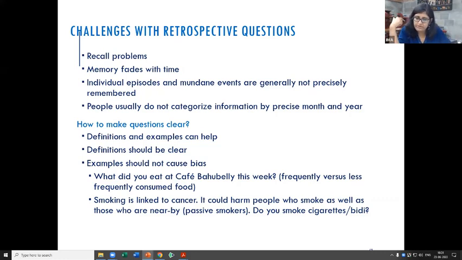So we remember information differently, which is why you could make questions clear by giving definitions. Definitions should be clear and definitions should not cause bias. So in the last example, if you say that smoking is linked to cancer, it could harm people who smoke as well as those who are nearby. Do you smoke cigarettes? People are more likely to say no, because you've given them a very biased example.